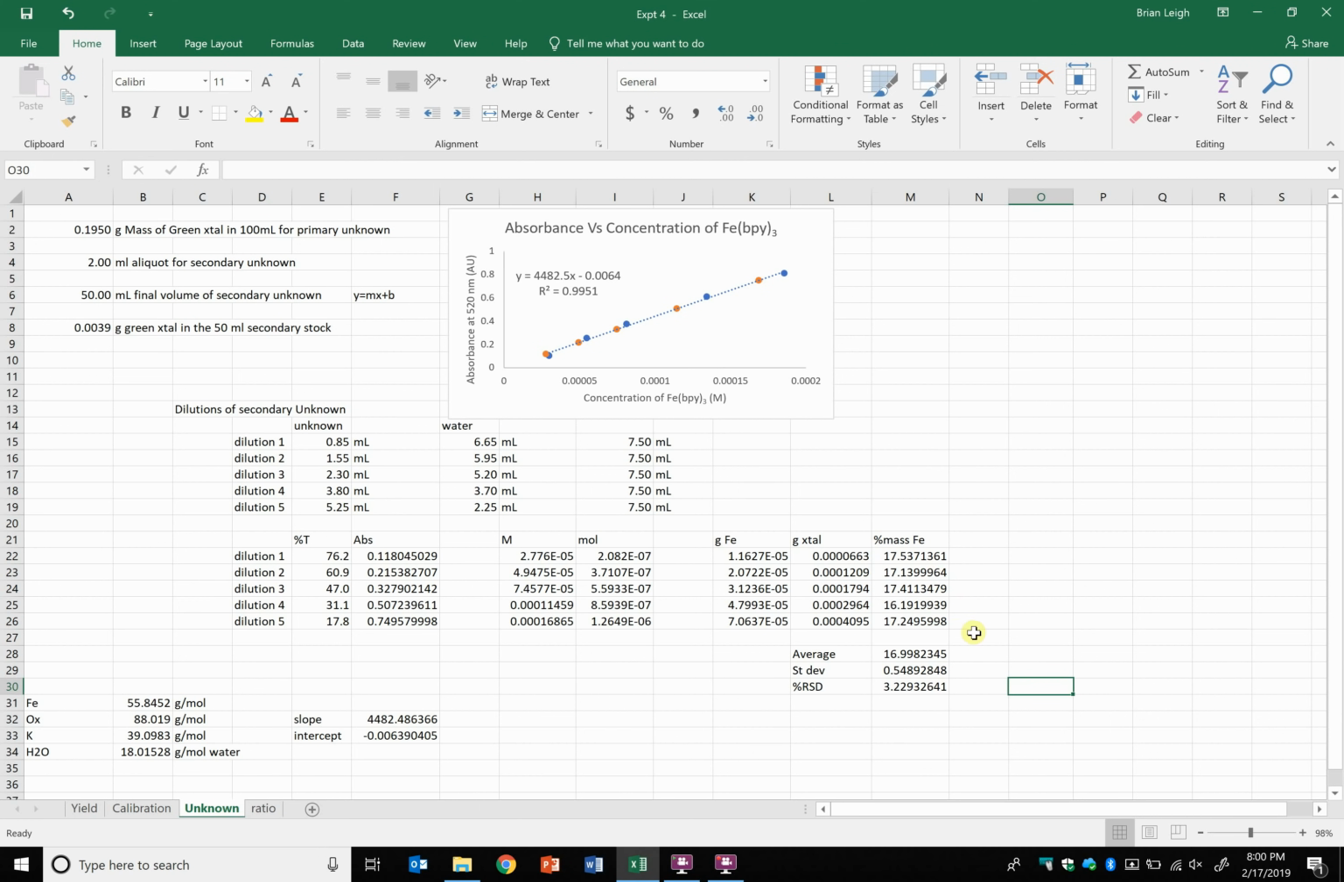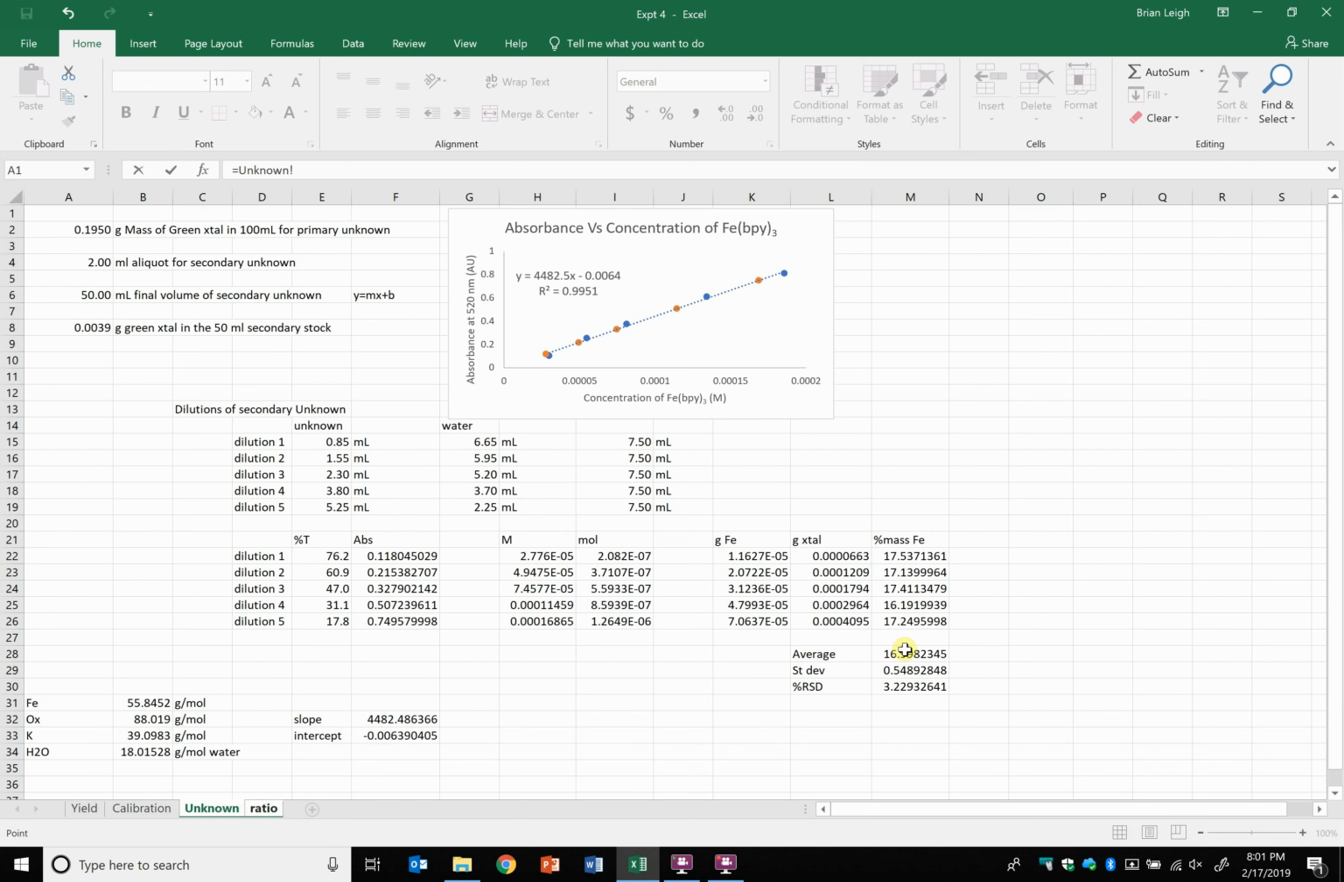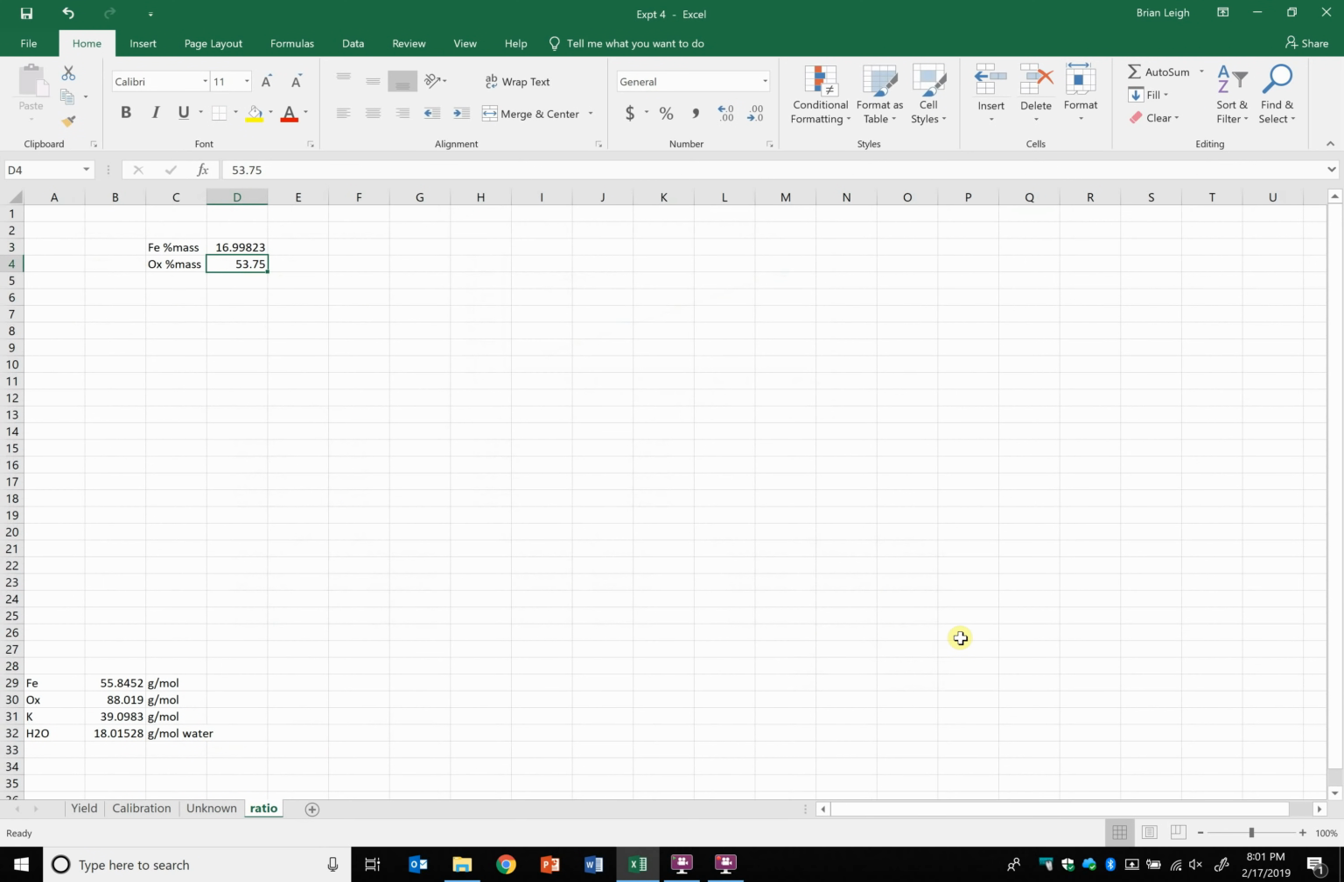Okay, now that we have the percent mass of iron, how does this help us determine what compound we made? Okay, so let's go to our ratio. We give you that the percent by mass of oxalate is 53.75%, and we've just determined that the percent mass of iron in this system is 17. Okay, so what do we want to do then for the system?